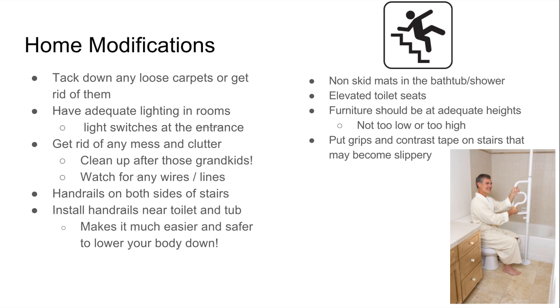You want to have handrails on both sides of the stairs. Install handrails near the toilet or tub. Makes it much easier and safer to lower your body down. Have non-skid mats in the bathtub and shower. You want to have elevated toilet seats. The furniture should be around adequate heights, not too low, not too high. And put grips and contrast tape on stairs that may become slippery.